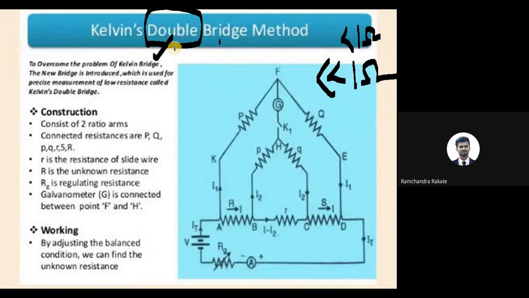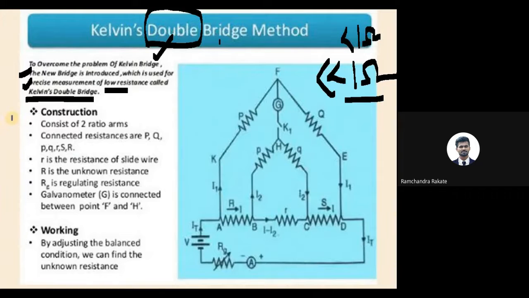Now if you look into the Kelvin double bridge, first we'll read out what they have given. To overcome the problem of the Kelvin bridge, a new bridge is introduced, which is used for precise measurement of low resistance, called the Kelvin double bridge. This precise measurement means values much less than 1 ohm.